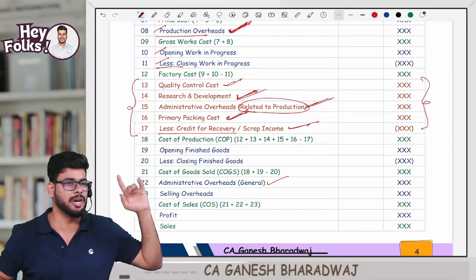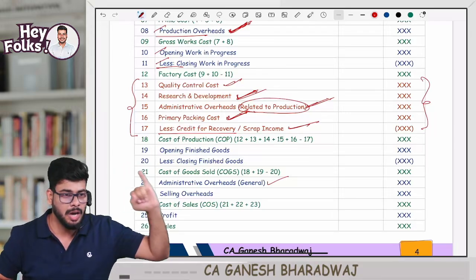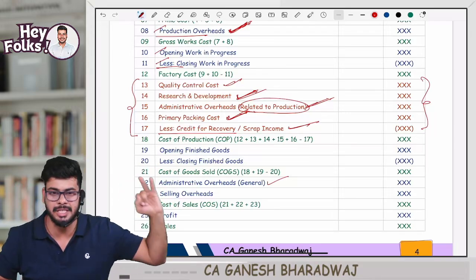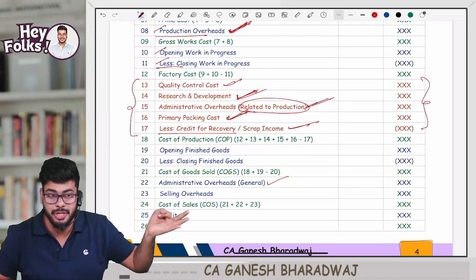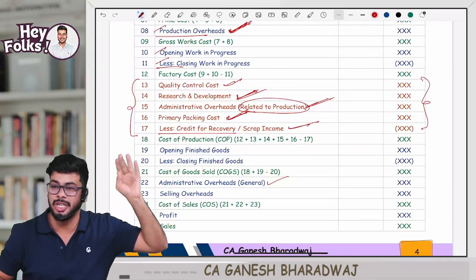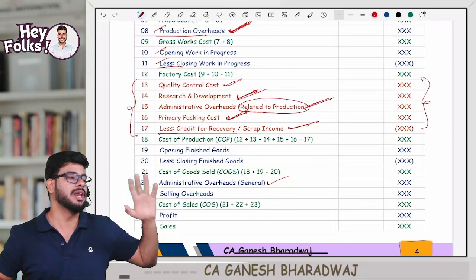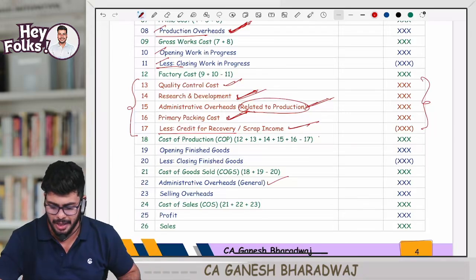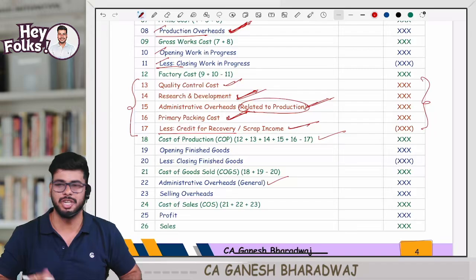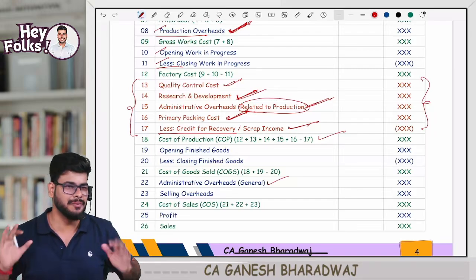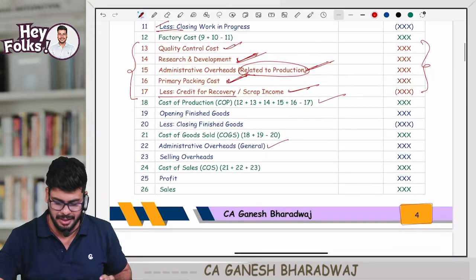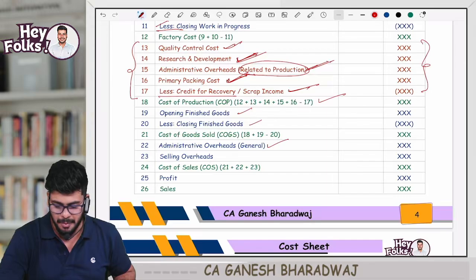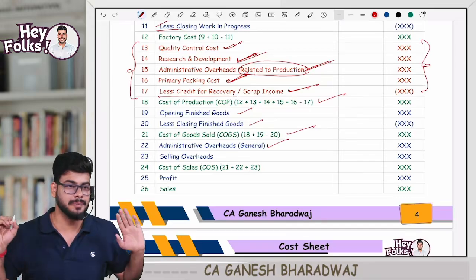Come on, once again, 4 additions, 1 deletion. What are they? Quality control cost, research and development cost, administration overheads related to production, primary packing cost, less your scrap income, that is credit for recoveries. Clear with this? Once you do that, they call this the cost of production. Are you clear with this? Now life is the same, no problem at all, everything is the same. Add opening FG minus closing FG, you get your COGS, right?